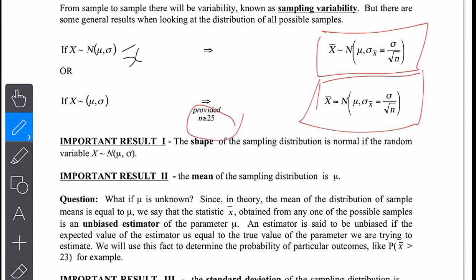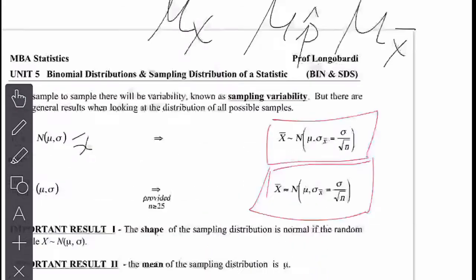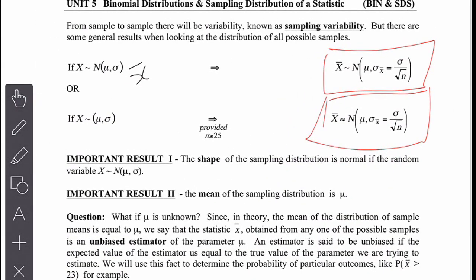A sample size of 25 or more will approximate the normal distribution as the shape, and arrive at the same results. The expected value should be the same as the original distribution, and the standard deviation should be smaller because we're more precise. We're going to get values of the sample mean that are closer to the original or the true mean. So there's going to be some variability, but it's going to be less volatile than the original distribution.